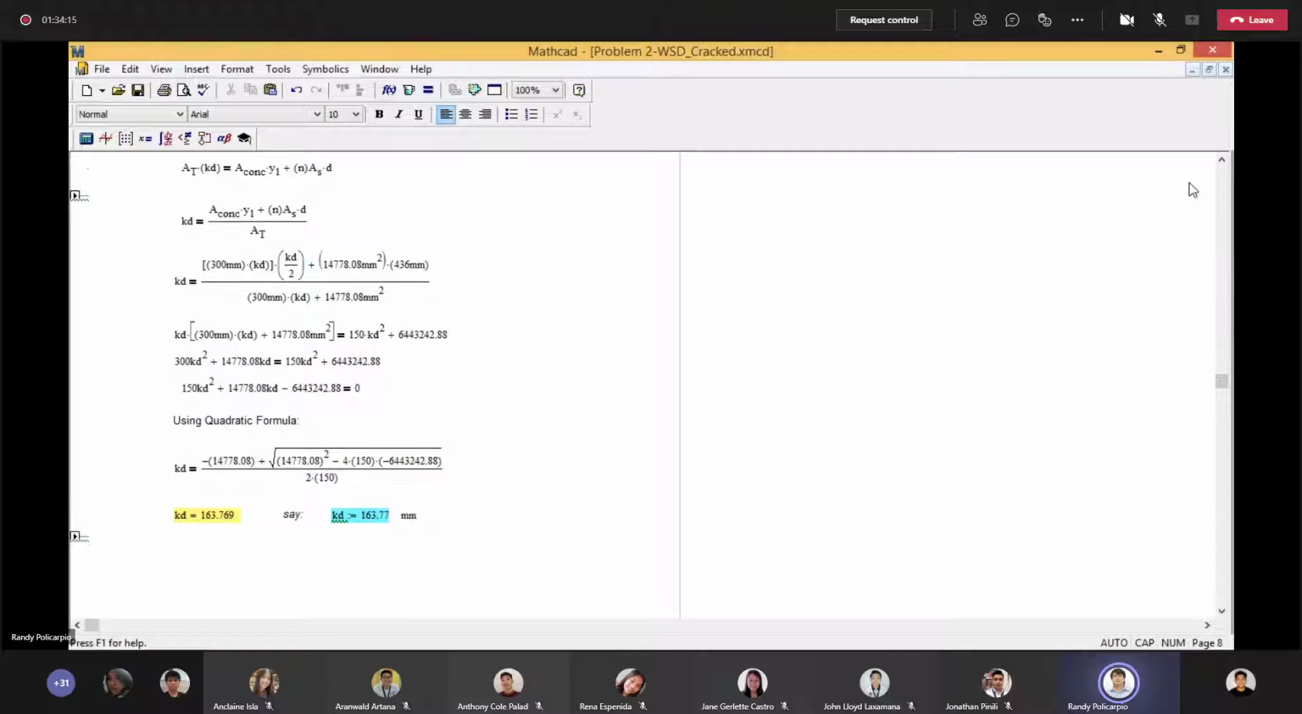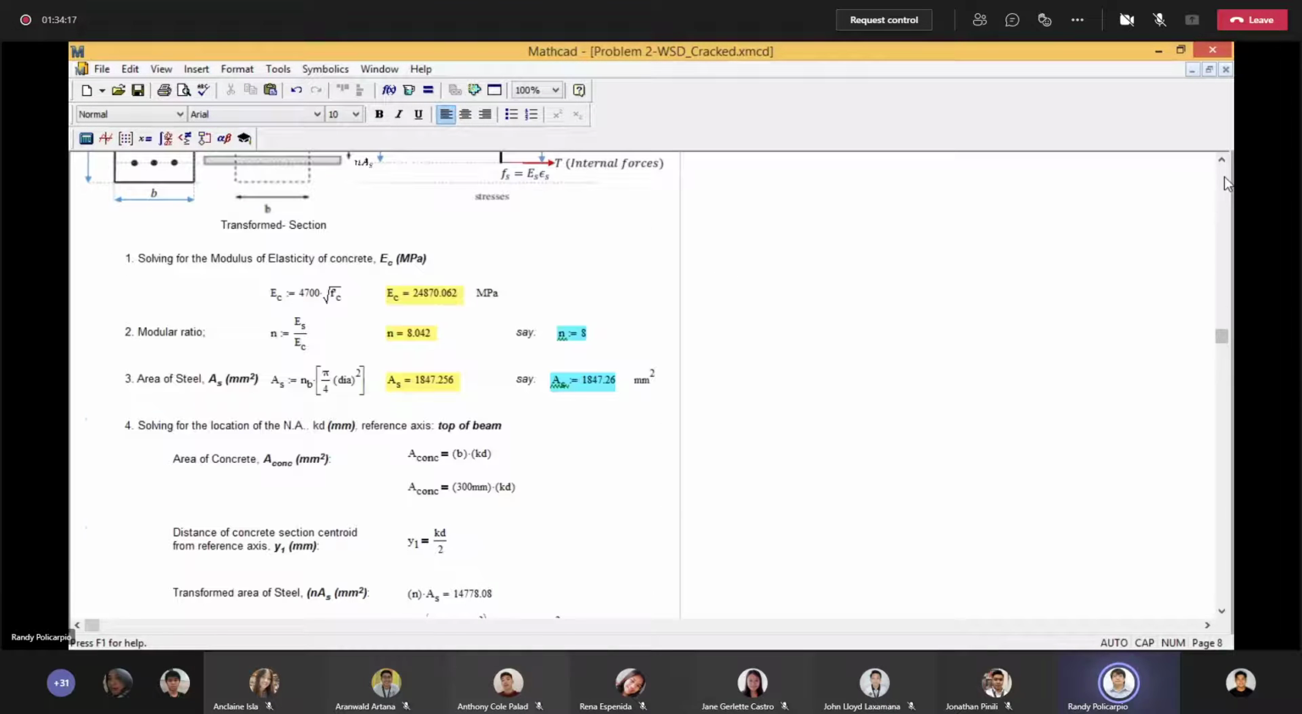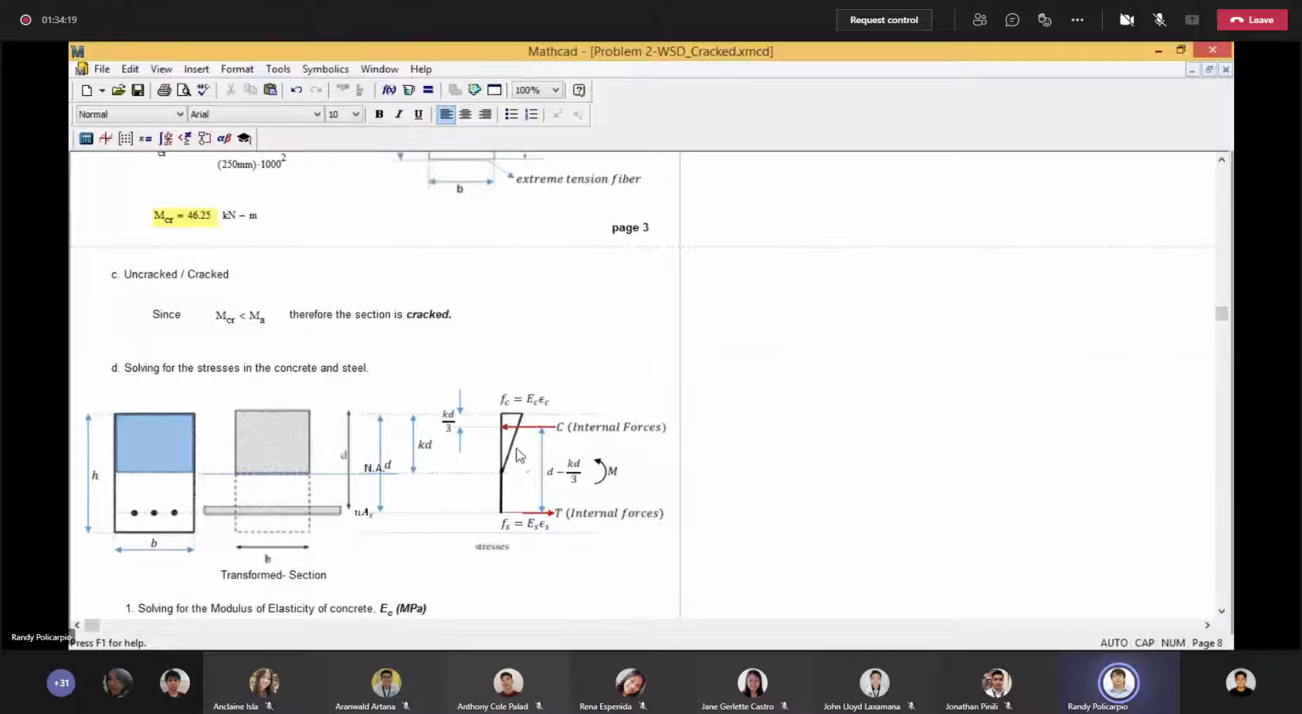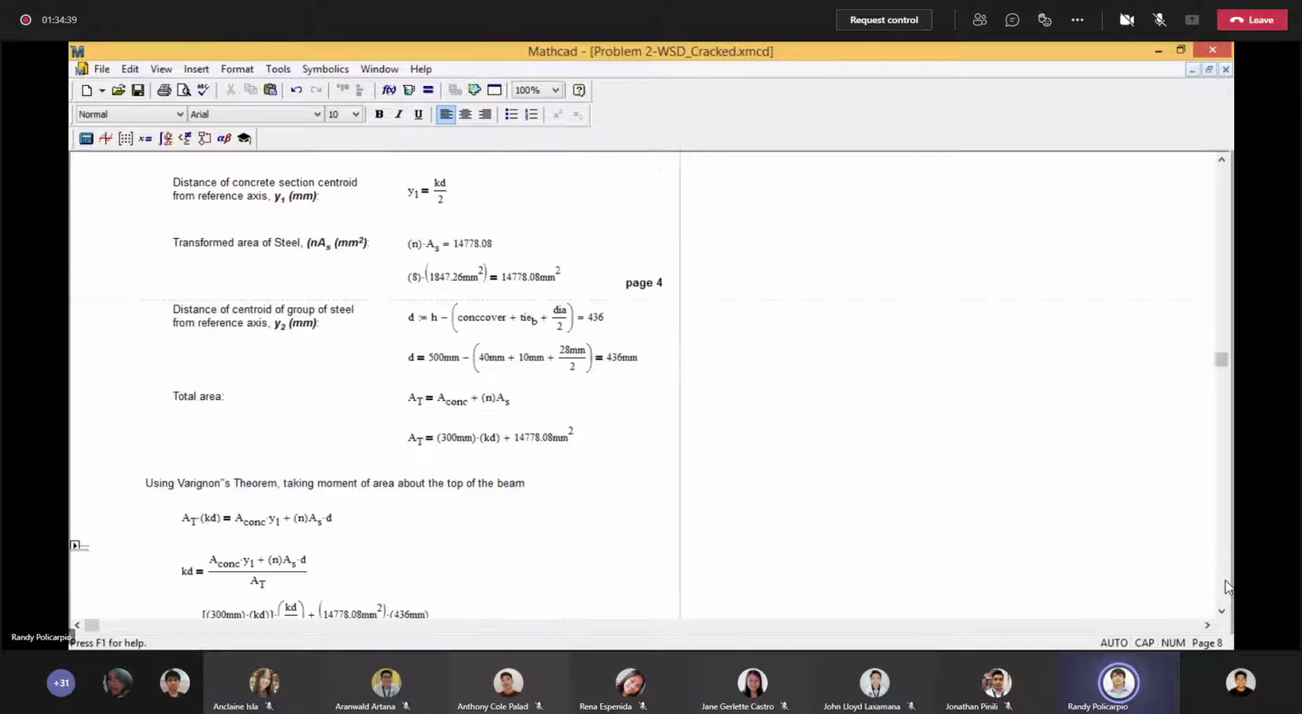Okay, by the way, bakit KD over 3? The stress diagram of our concrete is triangular. So when you put a compressive force here, its location is 1/3, dahil yun ang centroid ng triangle, no? So 1/3 at the top. Kaya meron tayong KD over 3 doon.